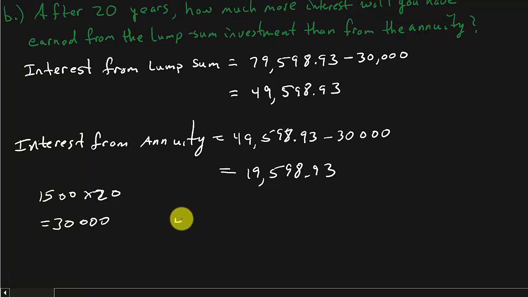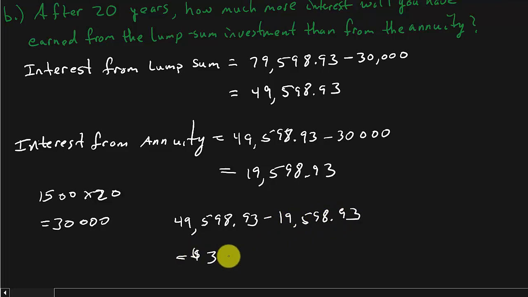So how much more interest will you have earned from the lump sum investment? That would be the 49,598.93 minus the 19,598.93, so that's quite a bit. You earn $30,000 more by putting it all in a lump sum.